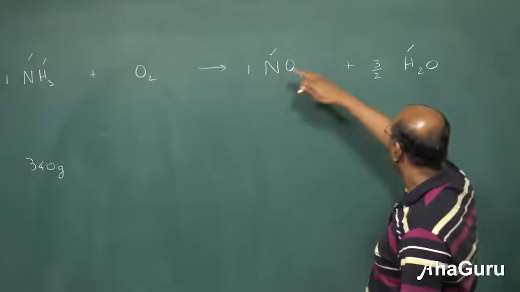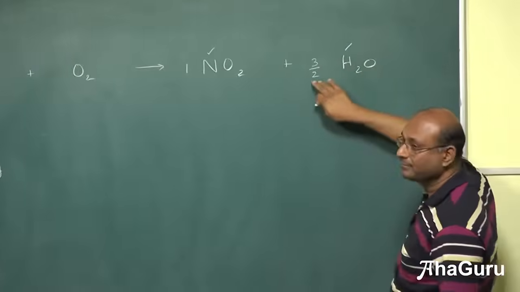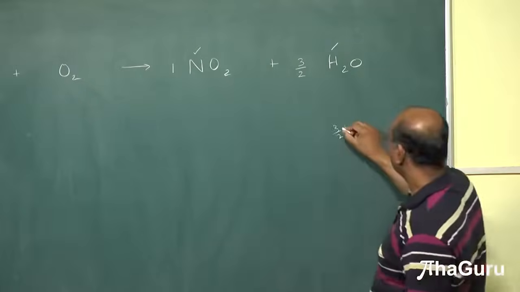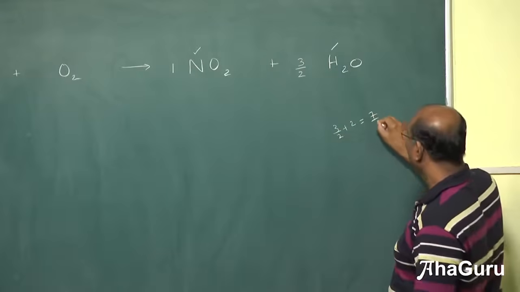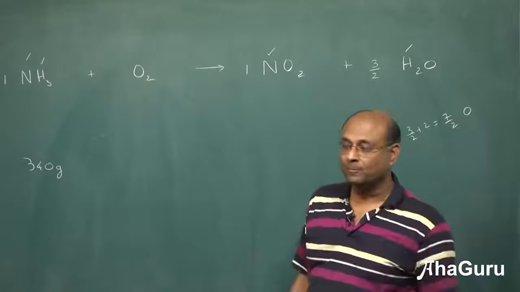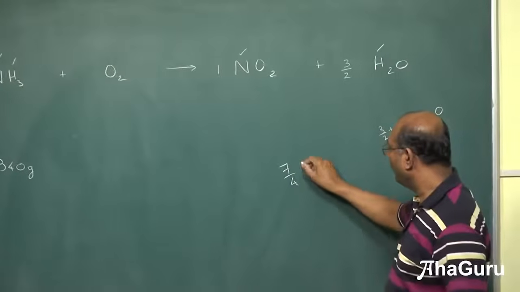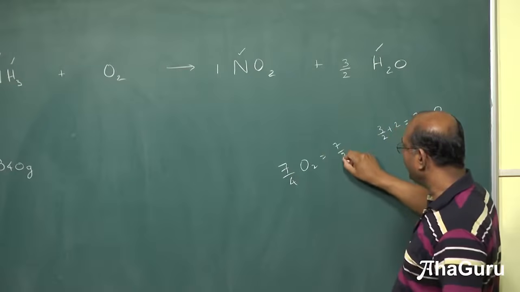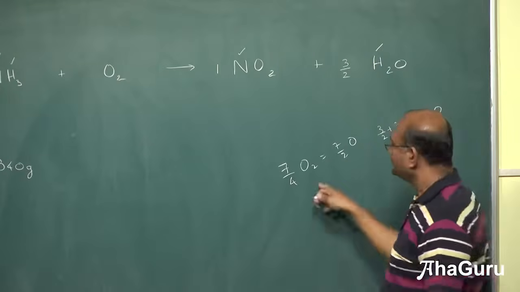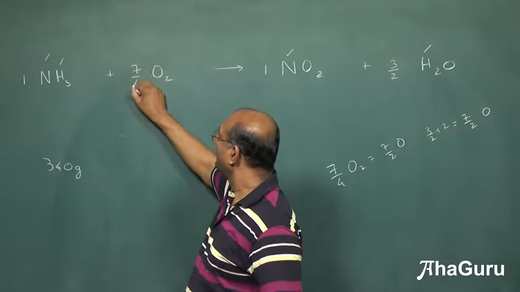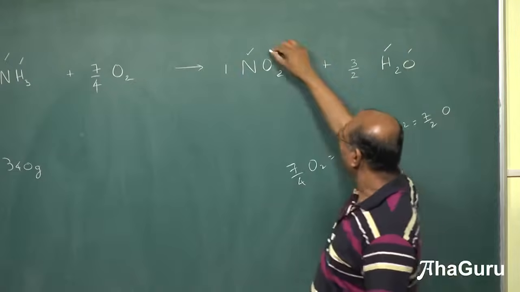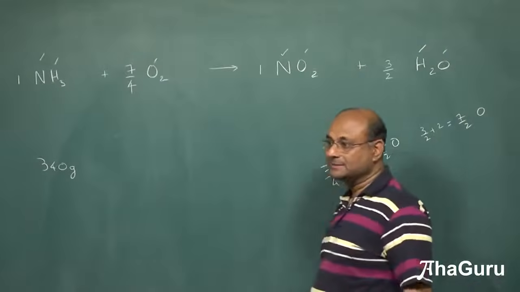Now that is over. But if you come here, how many O's do you have? I have 3 by 2 O's. How many O's do I have here? 2. So totally I have 7 by 2 O. But you see, I need O2. So I must have 7 by 4 O2 because 7 by 4 O2s is equal to 7 by 2 O. You know it can't exist like this, but it doesn't matter. It's only mathematical right now. So therefore, this is 7 by 4 O2. Is that okay? So that means O's are balanced, N's are balanced, H's are balanced.